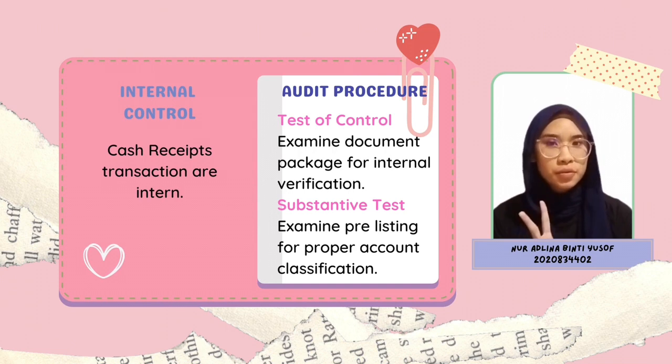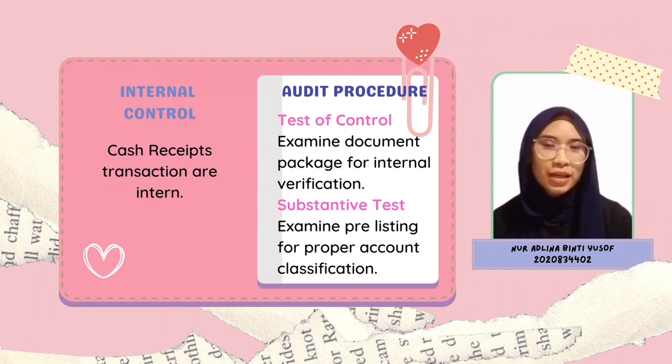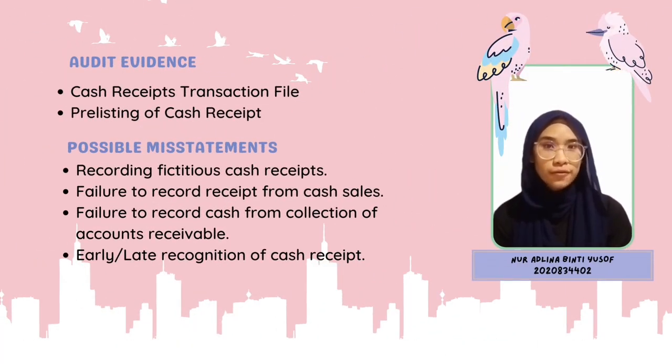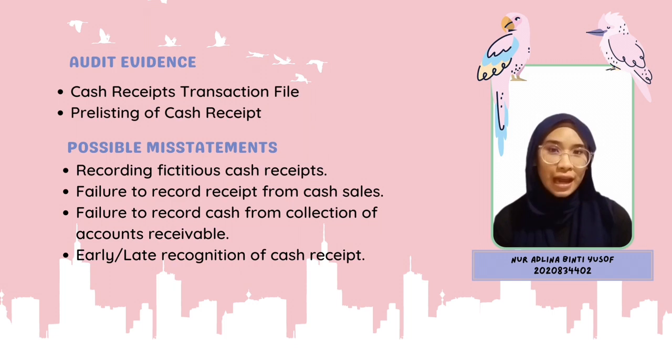There are two audit procedures. The first one is the test of control: examine the document package for internal verification. Secondly is the substantive test: examine the pre-listing for proper account classification. The audit evidence is the cash receipt transaction file and the pre-listing of cash receipts. The possible misstatements are recording fictitious cash receipts, failure to record receipts from cash sales, failure to record cash from collection of accounts receivable, and early or late recognition of cash receipts.